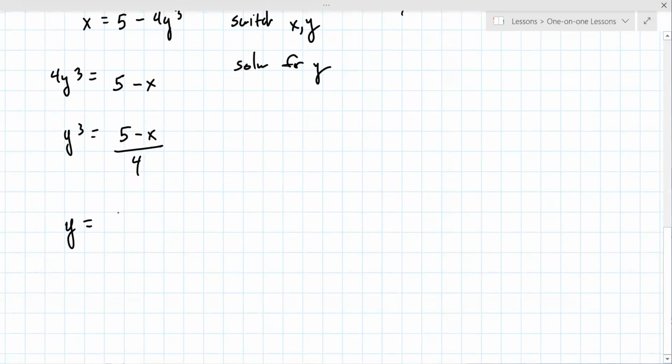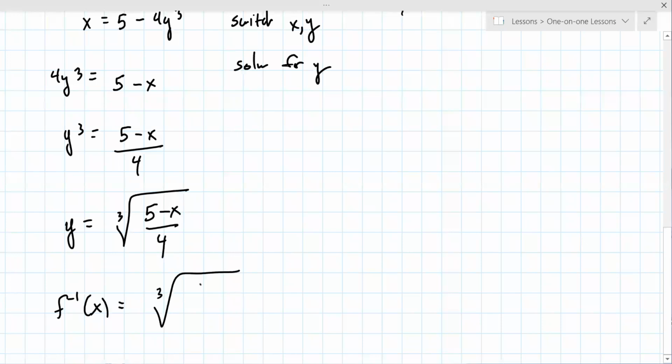Take the cube root of both sides. So you get something like this. So this is the inverse here. When we're all done, you just change the y to f inverse of x. Yeah. All right, then we get the cube root, and then I put that 5 minus x over 4. Awesome.